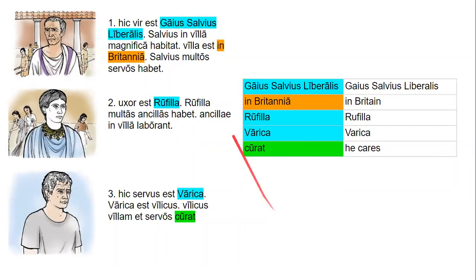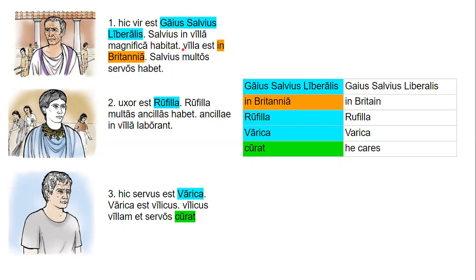So the first one here is: hic vir est Gaius Salvius Liberalis. So this man is Gaius Salvius Liberalis. We know that they're both in the nominative because it's a predicate nominative with est, and hic is a demonstrative pronoun modifying vir. Right? Salvius in villa magnifica habitat. So Salvius lives in a magnificent villa. So it's a locatival ablative, and we know that habitat is where we get the word inhabit from. Villa est in Britannia. So in Britannia, just like in villa, it's a prepositional phrase that's locatival.